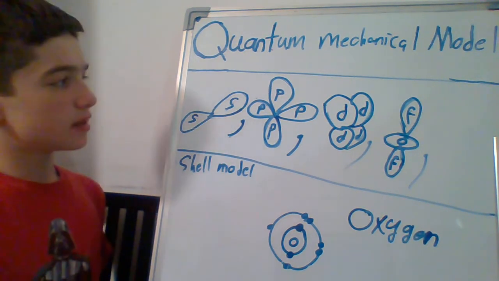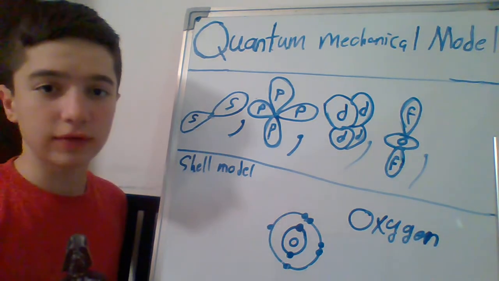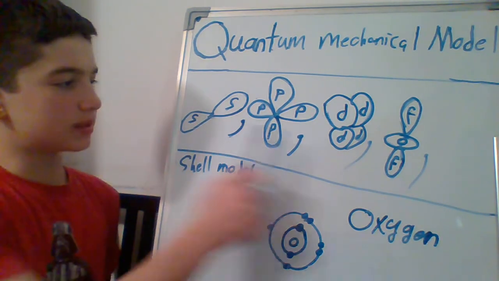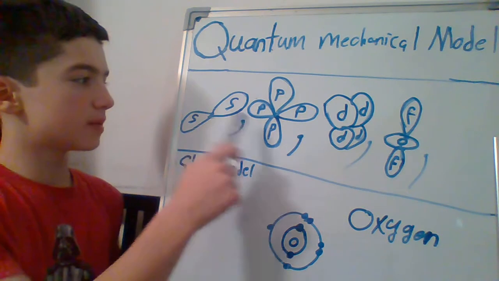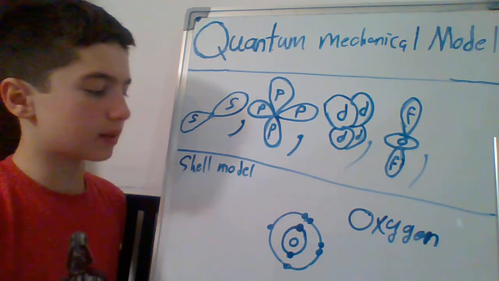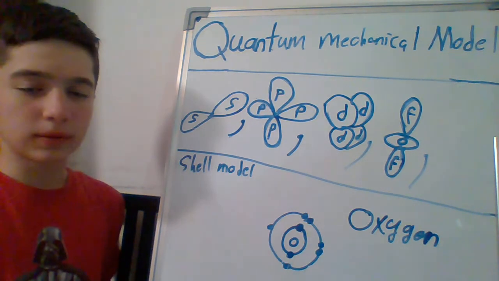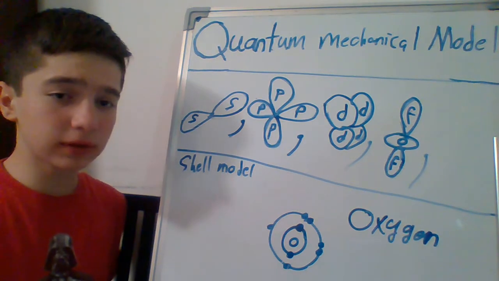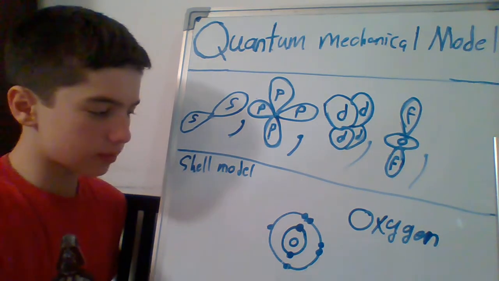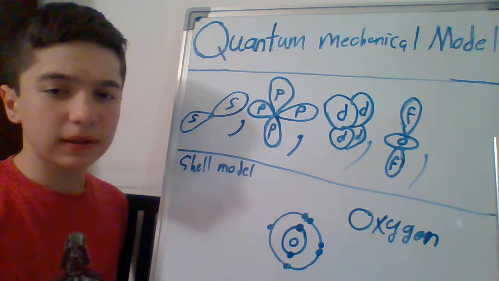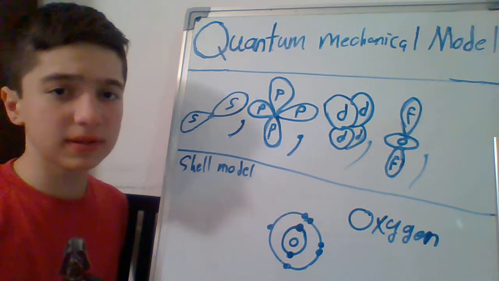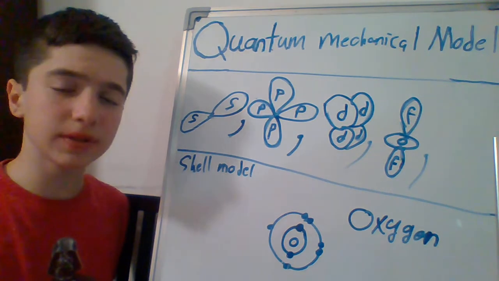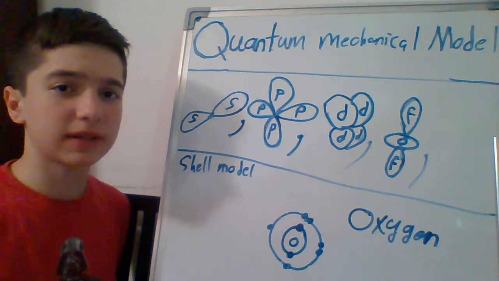Now that's a new model of an atom where we use the orbitals: the s orbital, p orbital, d orbital, f orbital. So that's the quantum mechanical model. Now, if you're asking what's wrong with that old model, it doesn't apply the uncertainty principle and also doesn't have the spin.